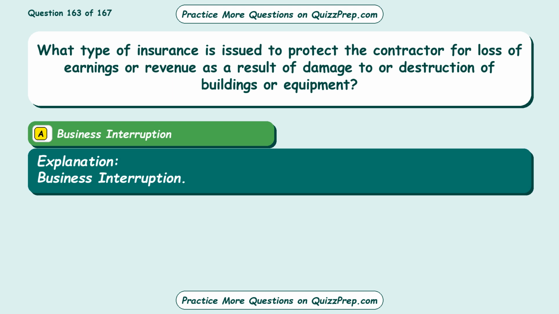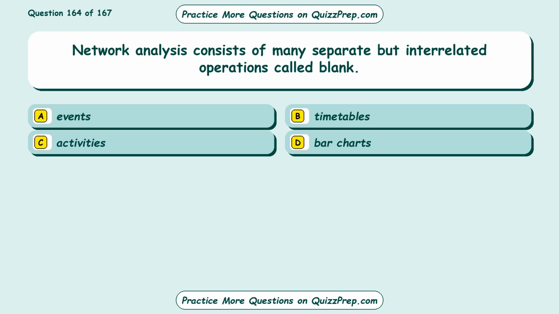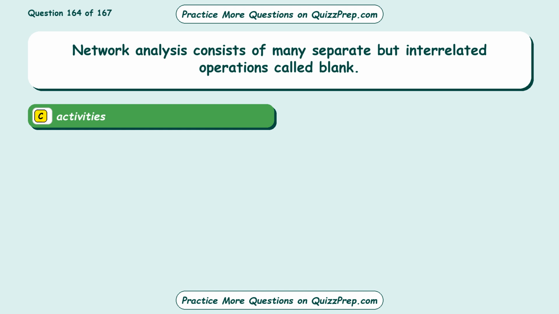Business interruption. Question 164. Network analysis consists of many separate but interrelated operations called blank. Option A, events. Option B, timetables. Option C, activities. Option D, bar charts. The correct answer is option C, activities.